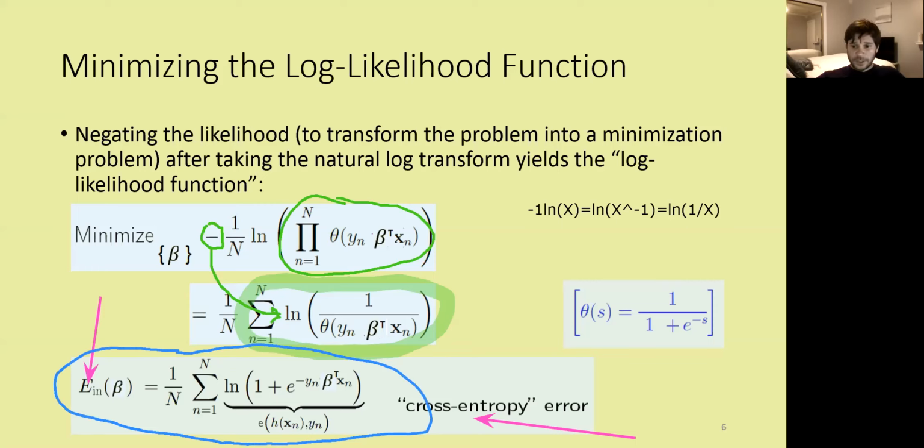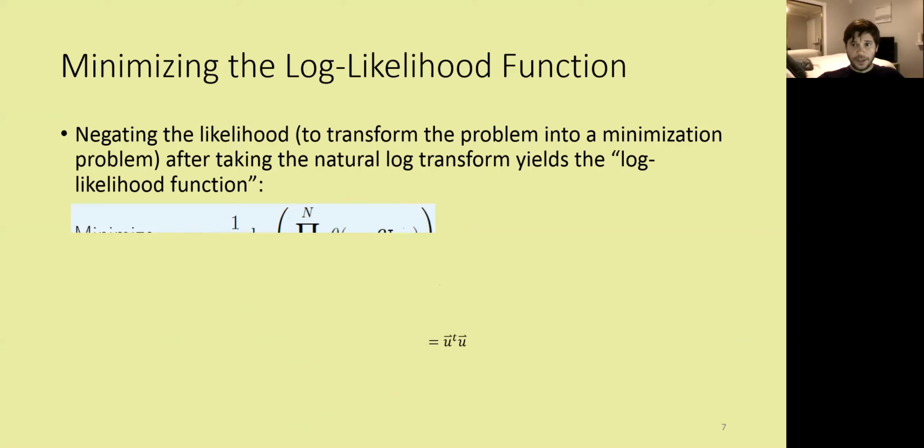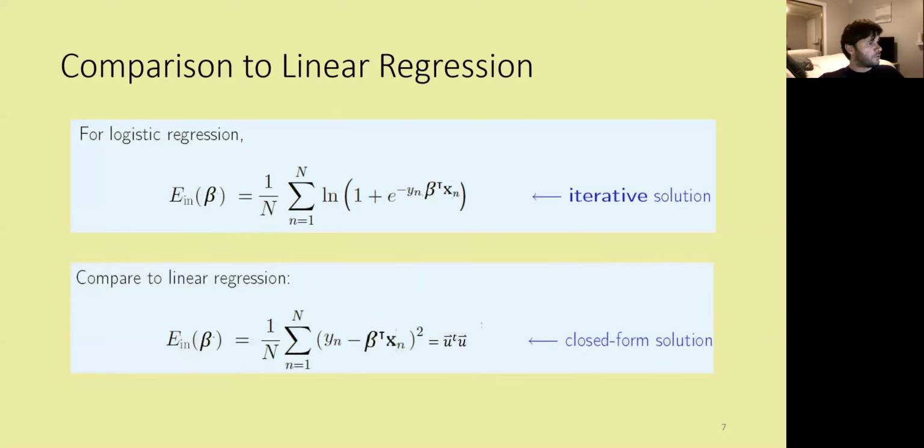Just to compare where we're at in terms of logistic regression versus linear regression: in linear regression, we had a closed form analytical solution, which is what is being described down here. The solution was the pseudo-inverse transform that we applied to the y vector to recover the optimal beta parameters.